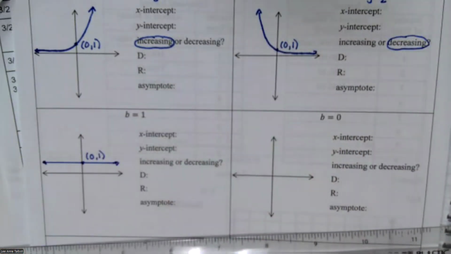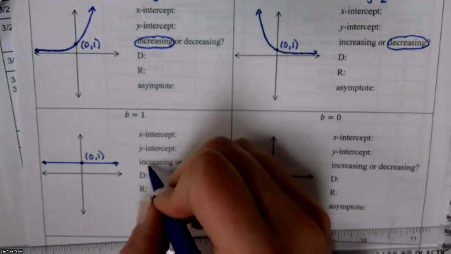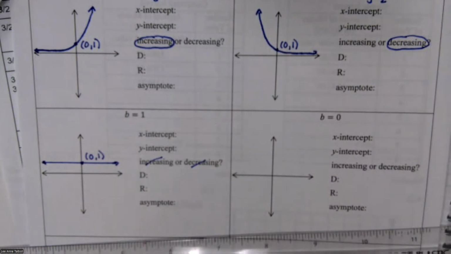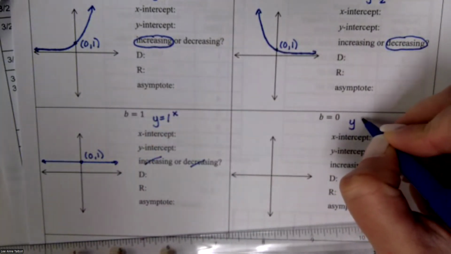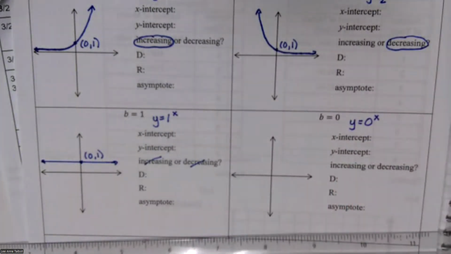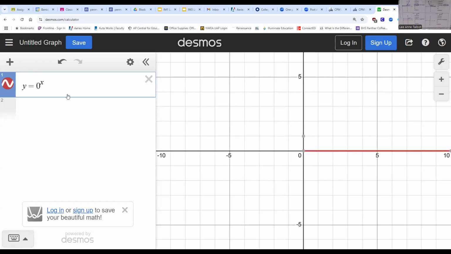Draw in our line, label our y-intercept, and I'm just going to go like this because it's not increasing or decreasing, it's just flat. And then this last one in the top section is 0 to the x. That one's also weird. So this one is not a function. It has two dots and then a line that goes forever to the right.